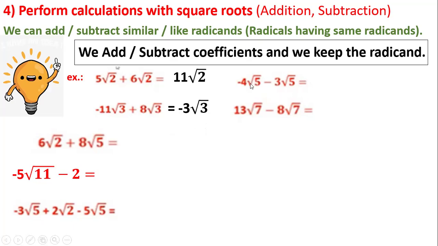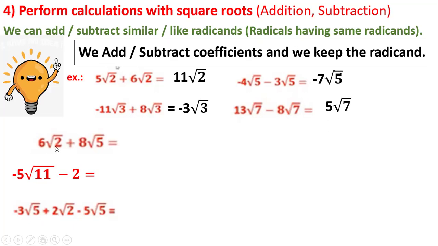Now, minus 4 radical 5, minus 3 radical 5. These are like radicands since I have the same radical inside, so I can subtract them. Minus 4 minus 3, on your calculator, it gives you minus 7, and I keep radical 5 as it is. 13 radical 7 minus 8 radical 7. I have same radicands, which is radical 7. So 13 minus 8 is 5. So I keep it 5 radical 7.